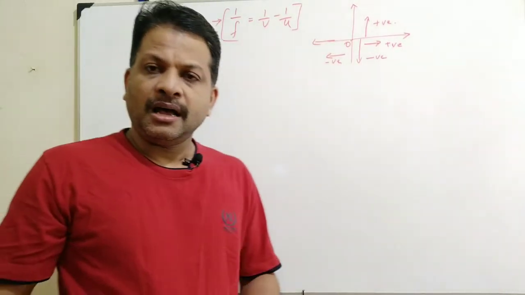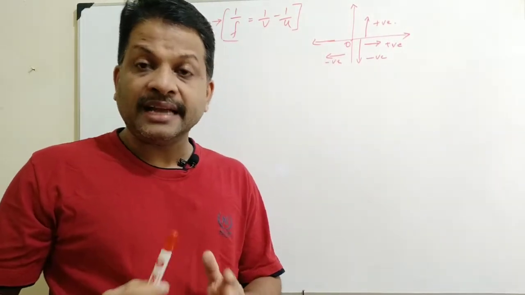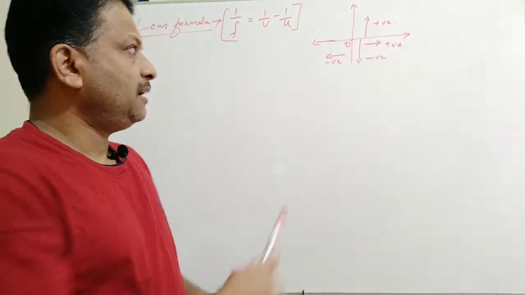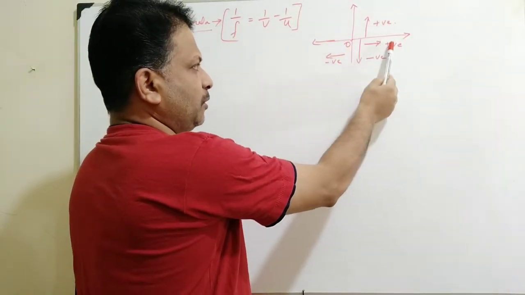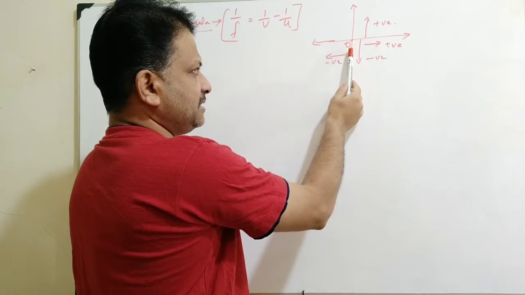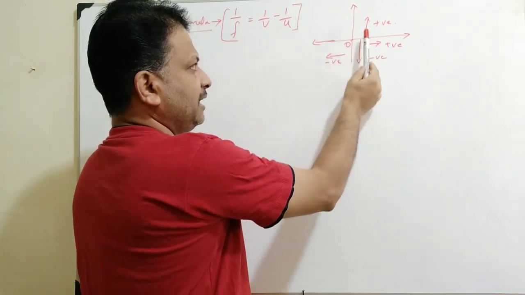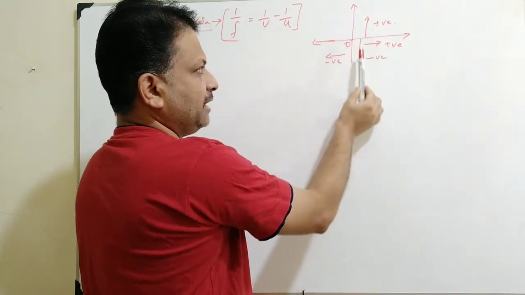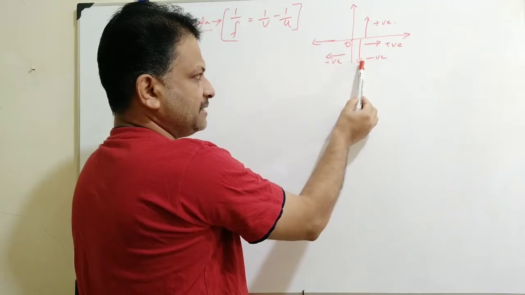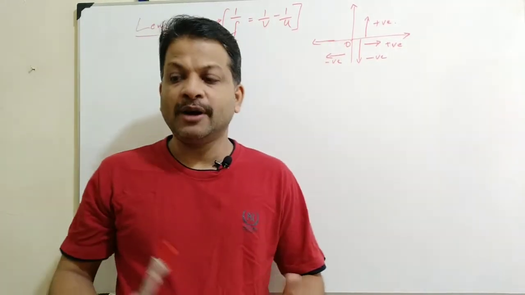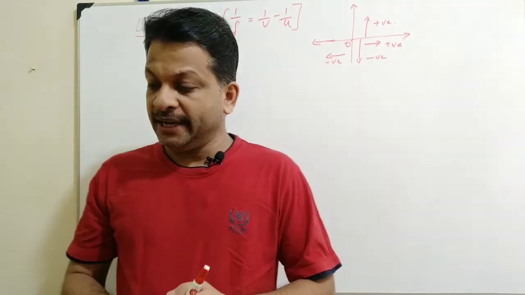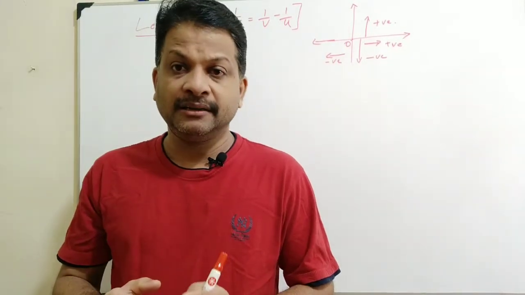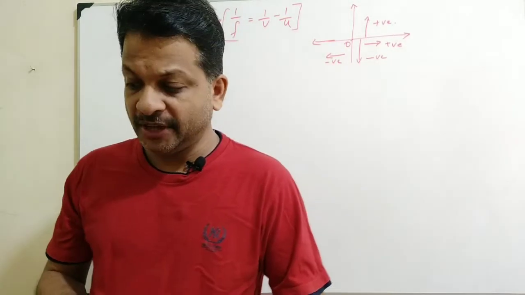And according to the Cartesian sign convention, a lens is placed at the origin such that any distances measured to the right of the origin are taken as positive, any distances measured to the left of the origin are taken as negative, any distances measured above the principal axis are taken as positive, and any distances measured below the principal axis are taken as negative. We have already studied this. So in solving numericals, the known values are substituted with the proper sign and we obtain the unknown quantity with its own proper sign.